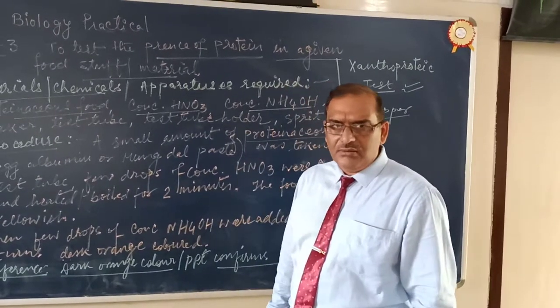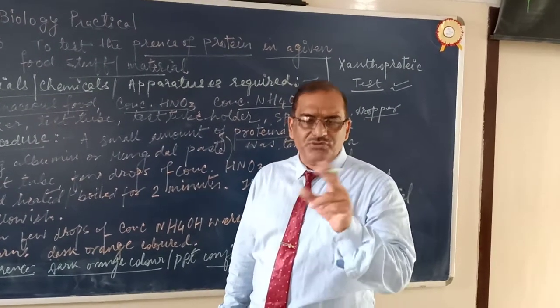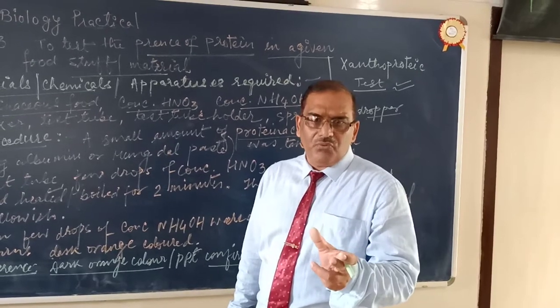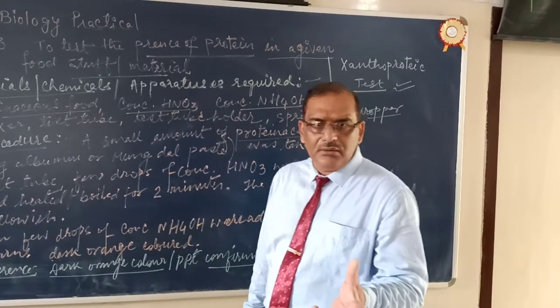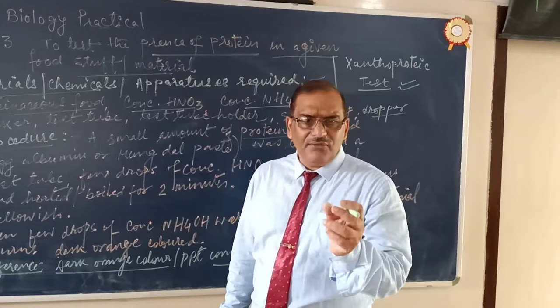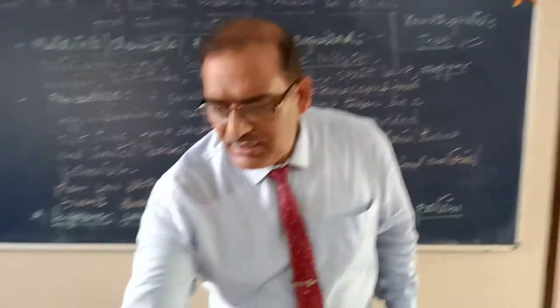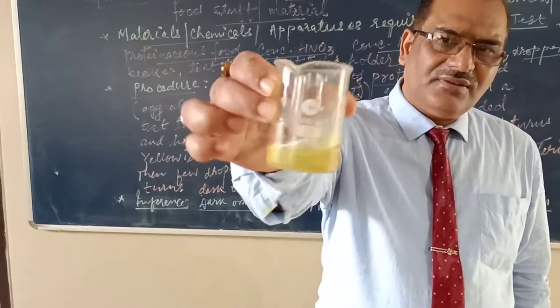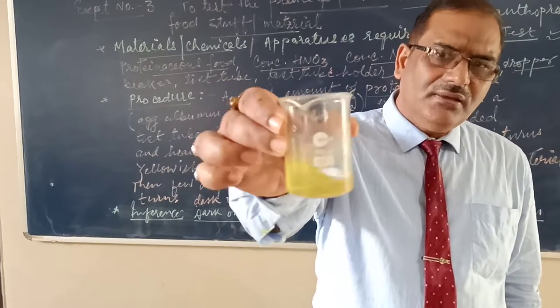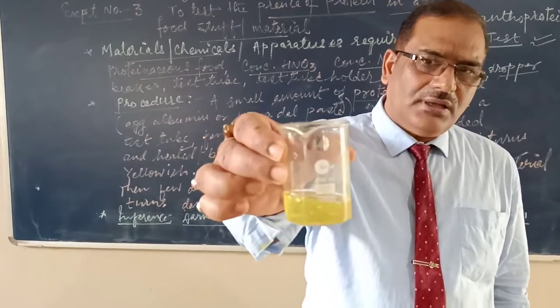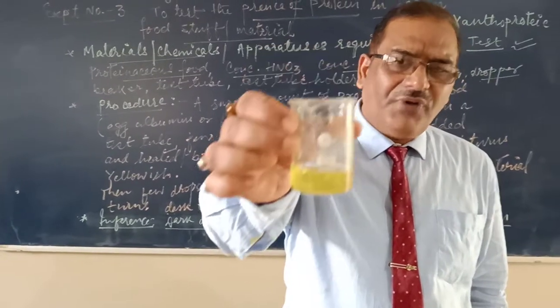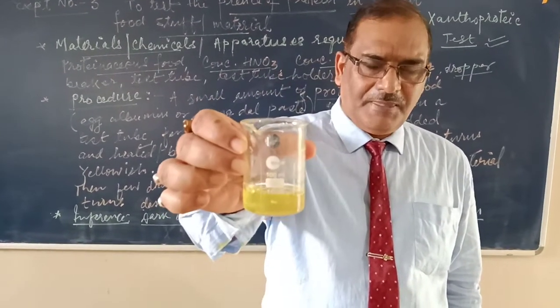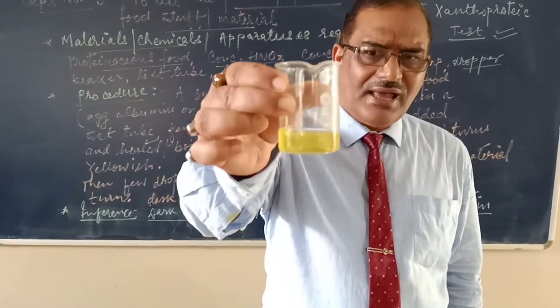So we have to take the outer part, albumin, which in the raw, unboiled egg is in fluid state. You can see this one. This is the egg albumin. I have taken it out from the egg. This is the liquid form. After boiling, it becomes solid. It solidifies on boiling, becomes white. Okay, this is the egg albumin.